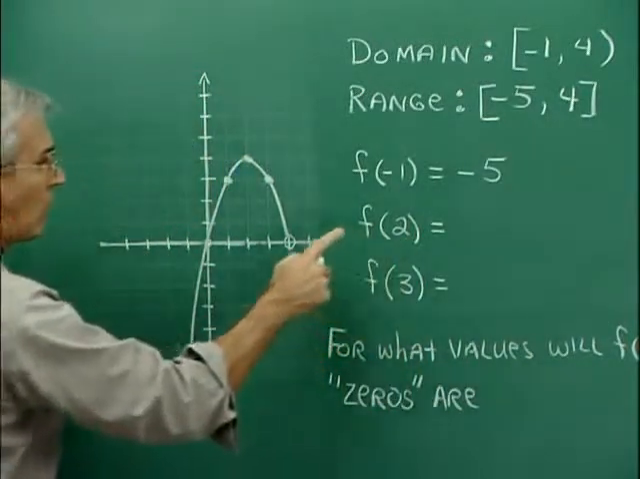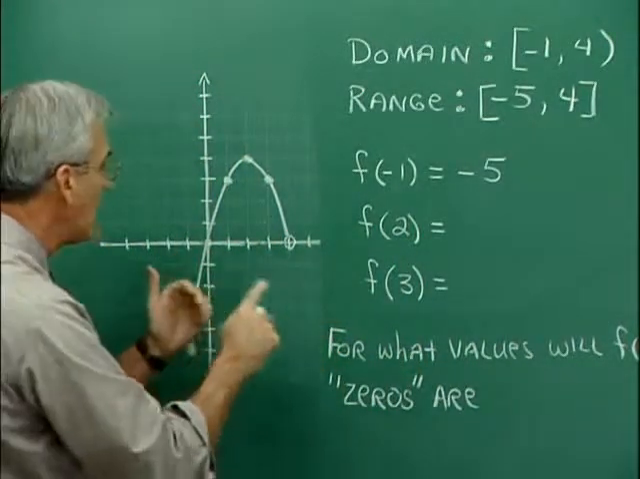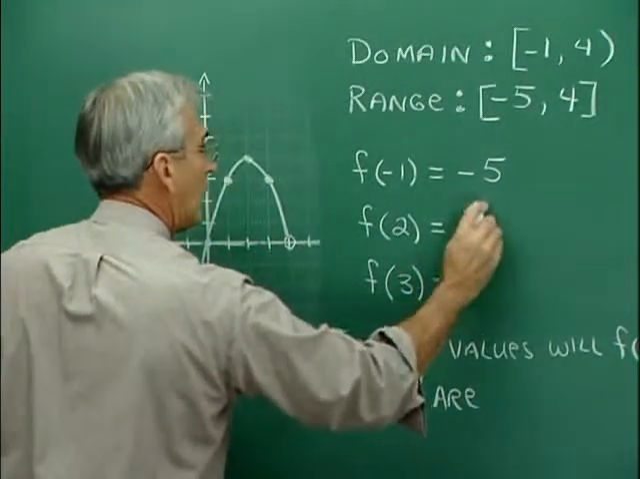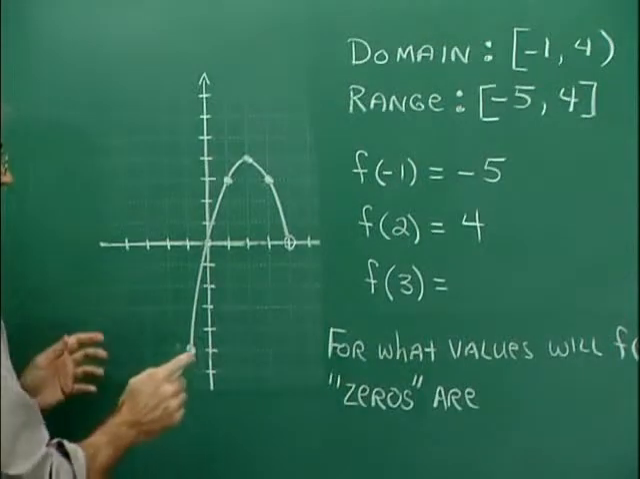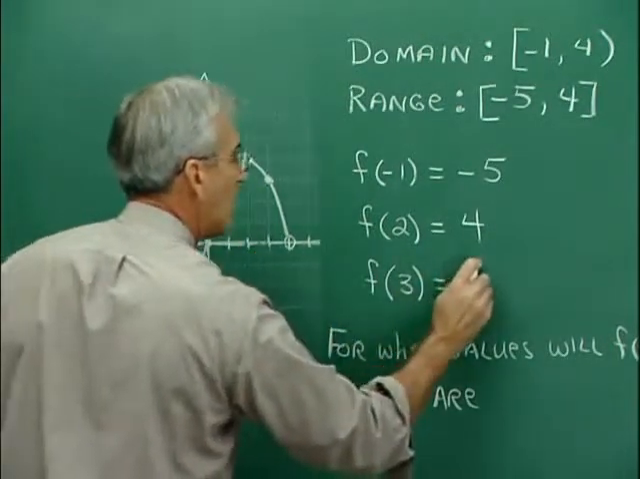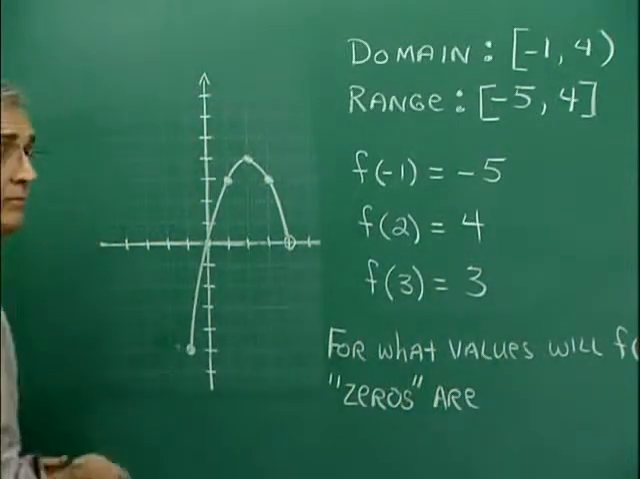F of 2 on the f function. When x is 2, what's y? When x is 1, 2, y is 1, 2, 3, 4. F of 3 means, let's see, when x is 3, y is 1, 2, 3. F of 3 turns out to be 3.